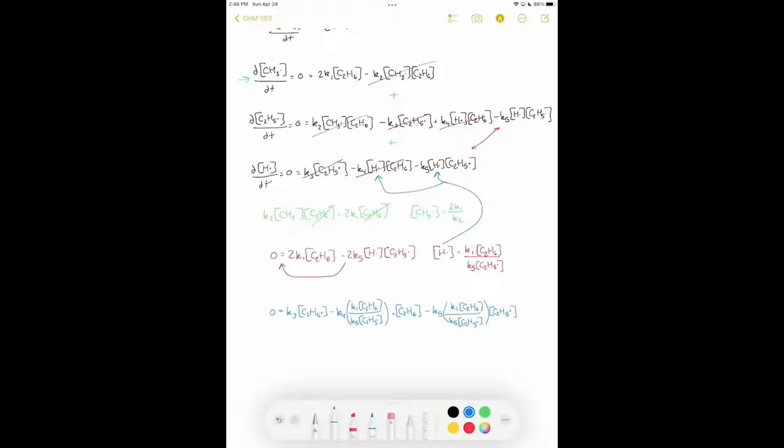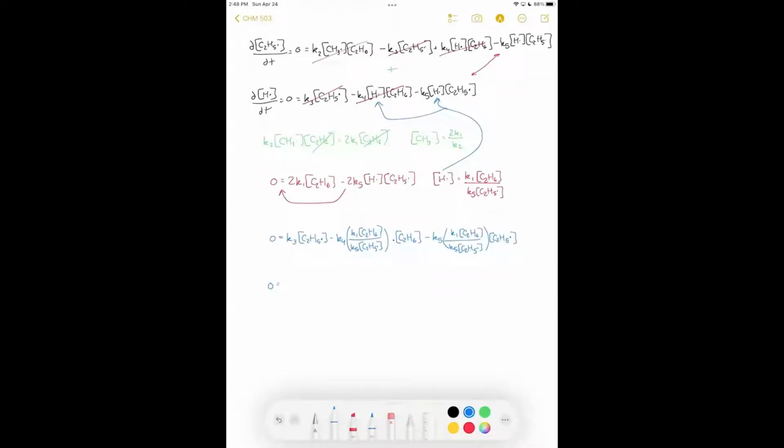So what happens here is we can multiply it through by C2H5 to remove it from the denominator. So if we multiply each of these terms by C2H5, we end up with the following. We have K3 times the concentration of C2H5 squared minus K4 K1 over K5 times the concentration of C2H6 squared. And then we'll have minus K1 times C2H6 times C2H5.